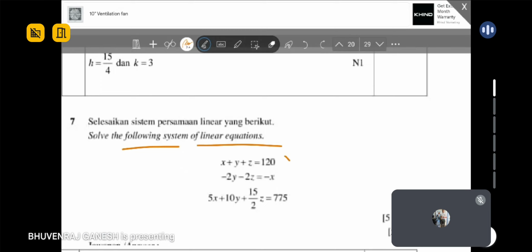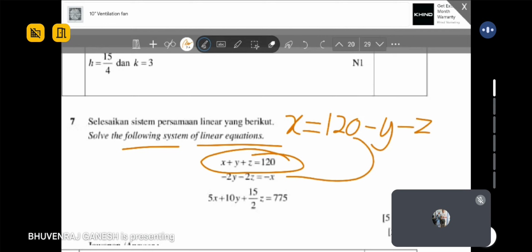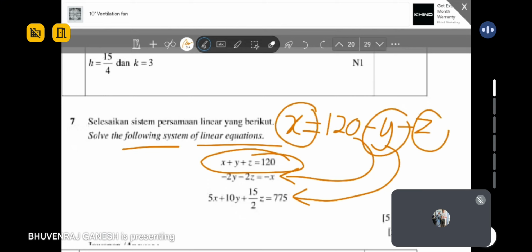Alright? So over here, I think I will choose substitution. I will start with this: x equals 120 minus y minus z. I will substitute this into the second and third equations. If you want, you can express y in terms of x and z, or z in terms of x and y, both are fine. There are 3 ways here. I chose x in terms of y and z. So you just substitute.